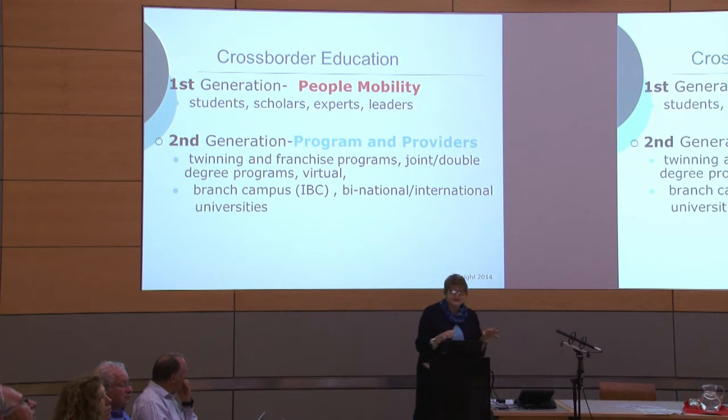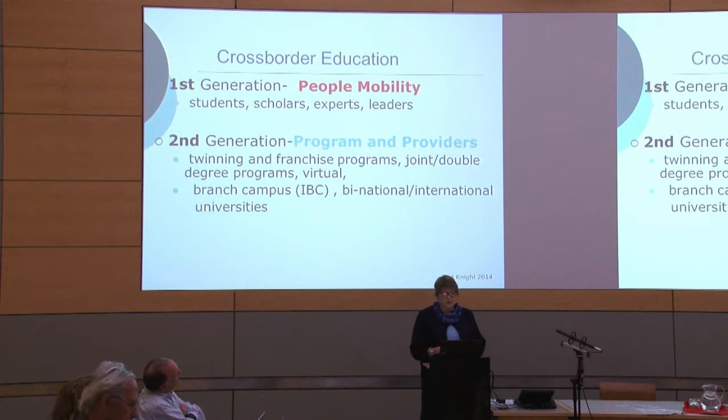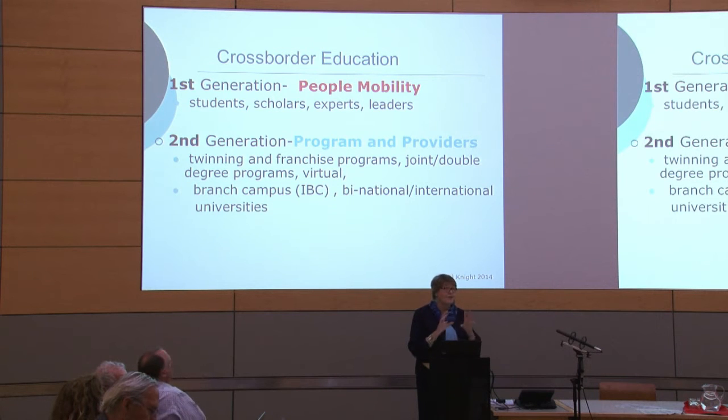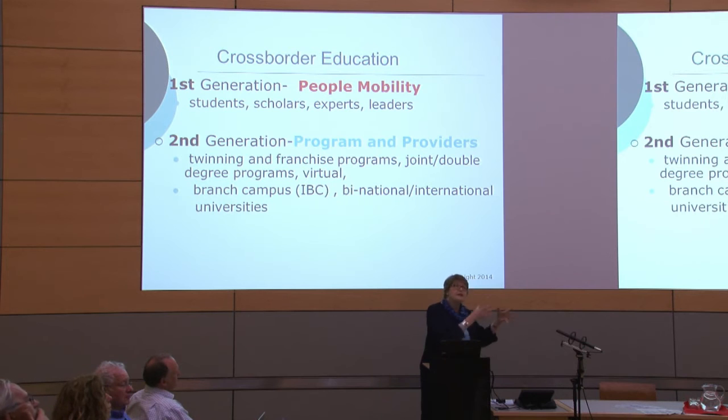So I won't go into joint and double degree programs and franchise programs and twinning programs or virtual programs, but that certainly is a growing area. The second part is provider mobility, and this is when we're talking about a branch campus, and in this case I'm talking about international branch campuses. And this really is a satellite operation of a university in country A that has its operation, its academic programs, a bricks and mortar presence in country B.